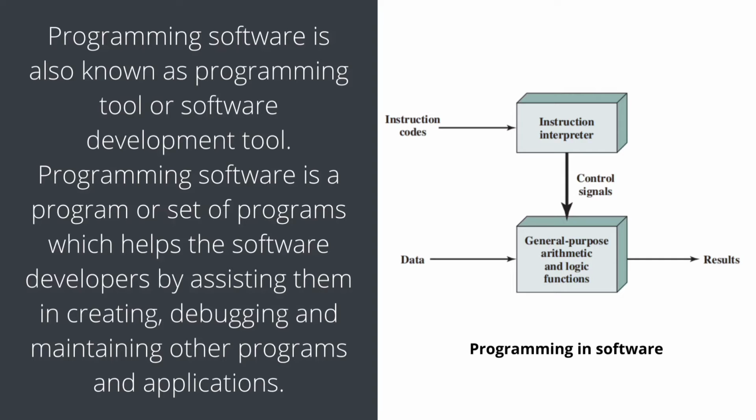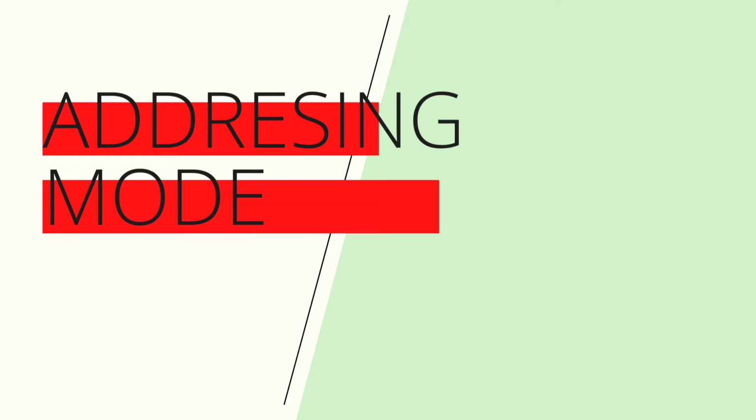Instruction codes are inputted, checked by the instruction interpreter. A control signal goes to general purpose arithmetic and logic functions. There more data can be inputted and the final result is shown. Next, we have addressing mode to talk about.